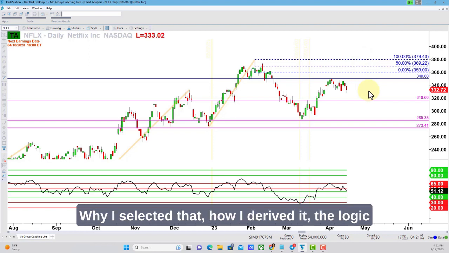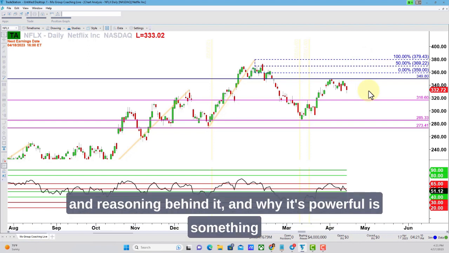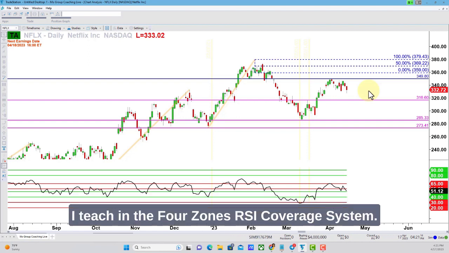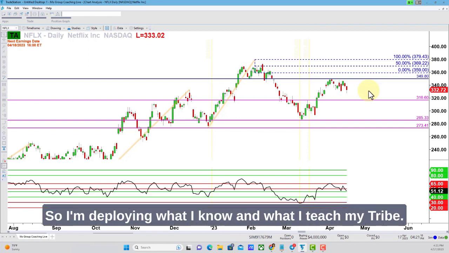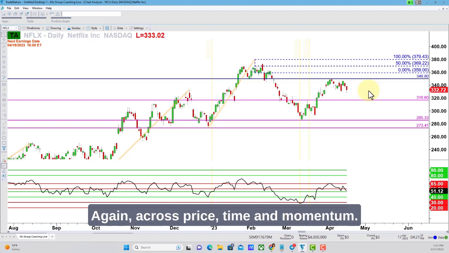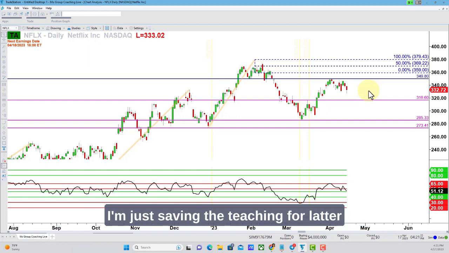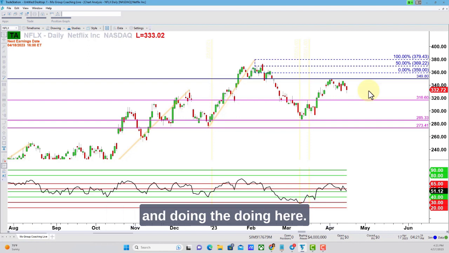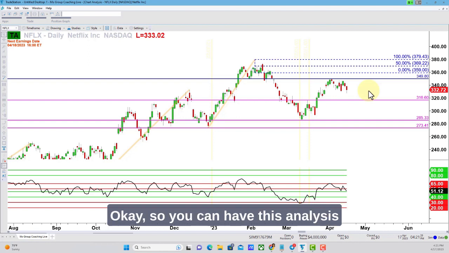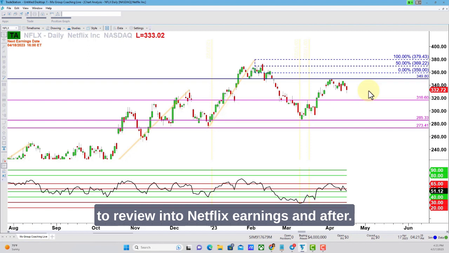Why I selected that, how I derived it, the logic and reasoning behind it, and why it's powerful is something I teach in the Forward Zones RSI coverage system. So I'm deploying what I know and what I teach my tribe, again, across price, time, and momentum. I'm just saving the teaching for later and doing the doing here, okay? So you can have this analysis to review into Netflix earnings and after.